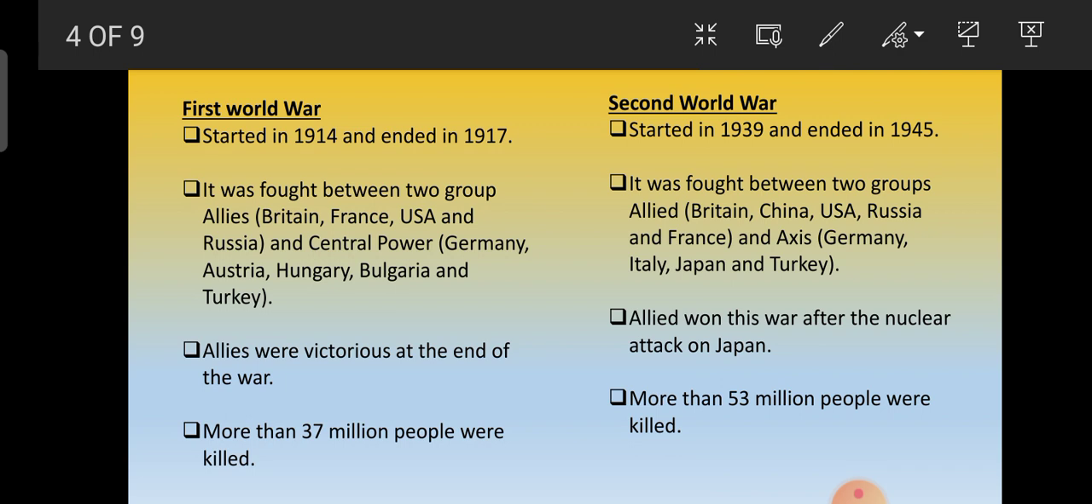We know that today also, some of the babies who are born are deaf, some do not have their hands, some do not have their legs. Still we can see the side effects in Hiroshima and Nagasaki. More than 53 million people were killed. This time there were more people killed as compared to the First World War.